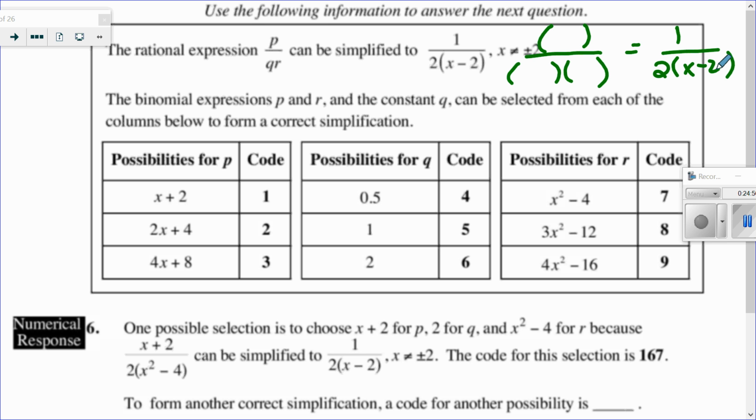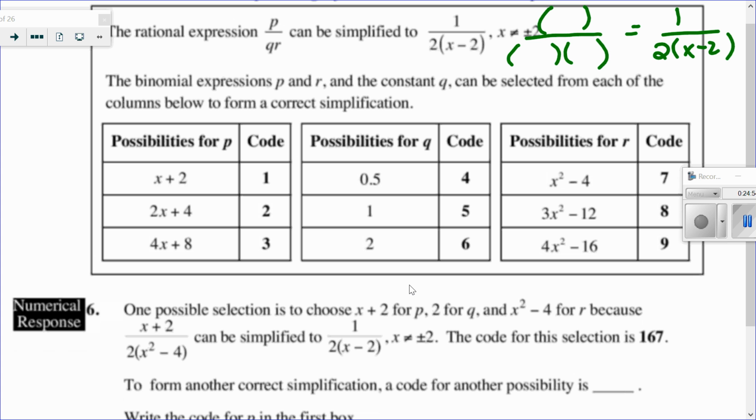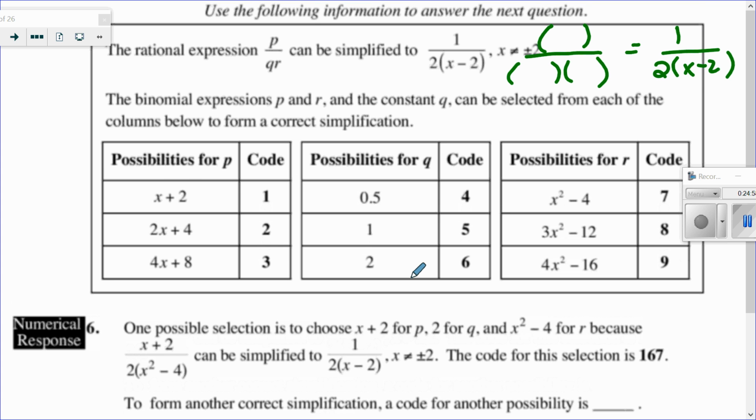Okay, so let's look at the codes for P. Now we can't use the same code that they used. So they used an x plus 2 on the top, so we can't use that one. These are all variations of x plus 2. Let's try this one, which is 2x plus 4, because this factors as 2 times x plus 2. So let's try that for P, and P is the one on top.